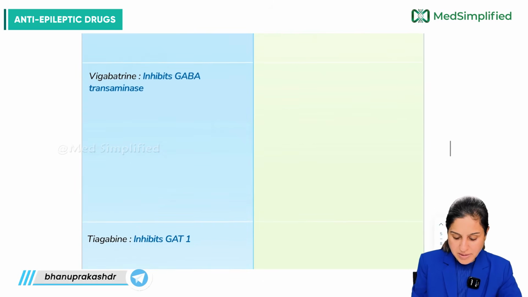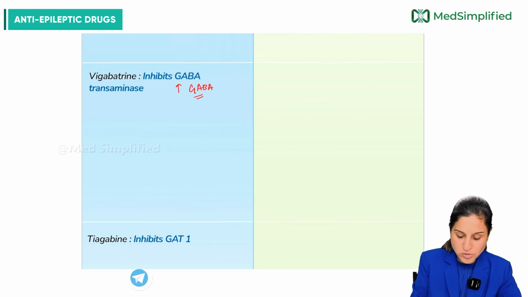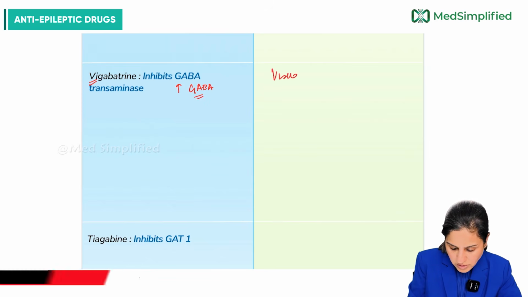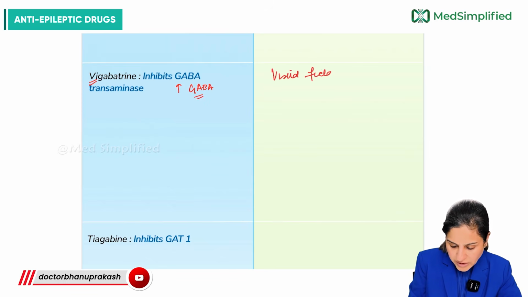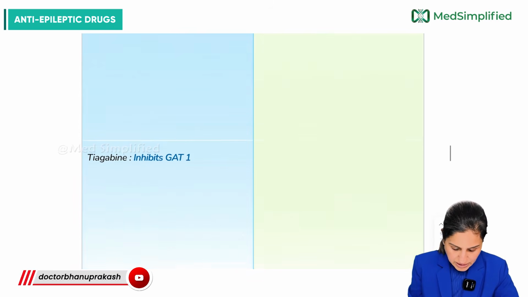Vigabatrin inhibits the GABA transaminase, so definitely it is going to enhance the GABA levels, right? That is what it's going to do. Then vigabatrin, with V, also causes visual field defects. So we need to keep checking the vision; vision tests need to be done.